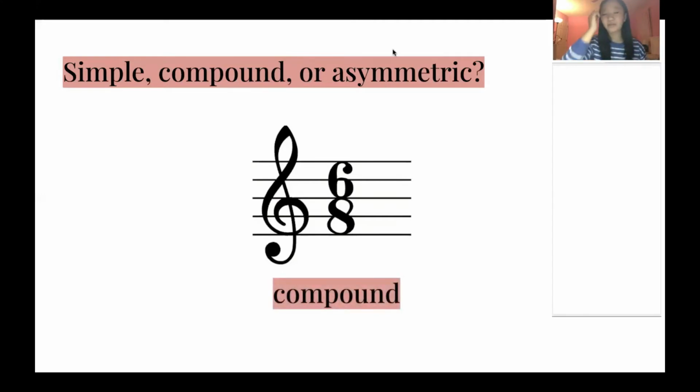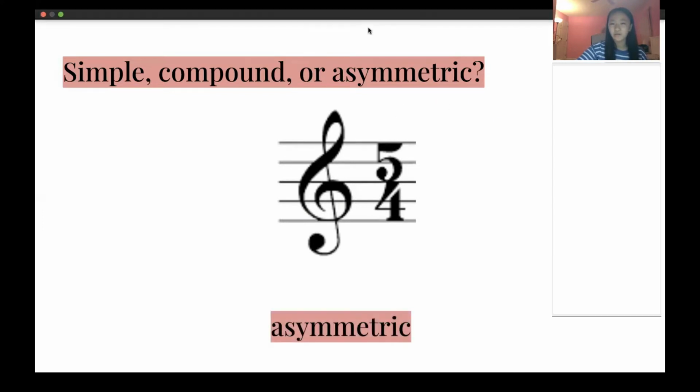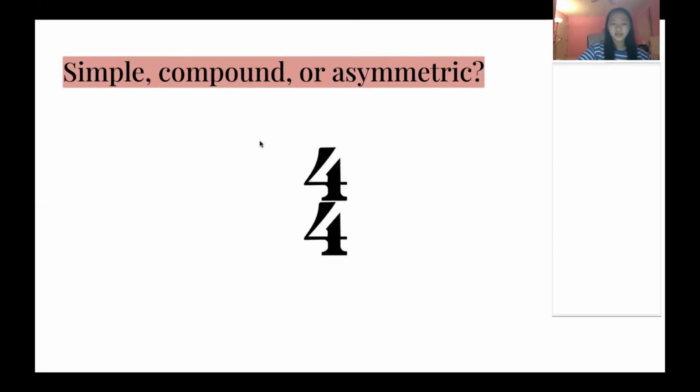Okay, so for the next one, I'll call on people to answer. Okay, this one. Asymmetric. Very good. You can't divide it by 3 and it's not 2 or 4. So it's asymmetric. Most common asymmetric. Exactly. Yeah, I don't see many pieces written in 7/4, but 5/4 is much more common.